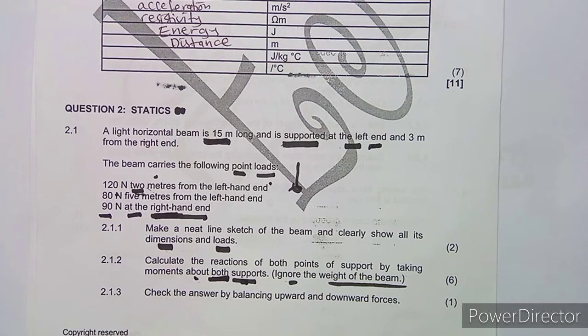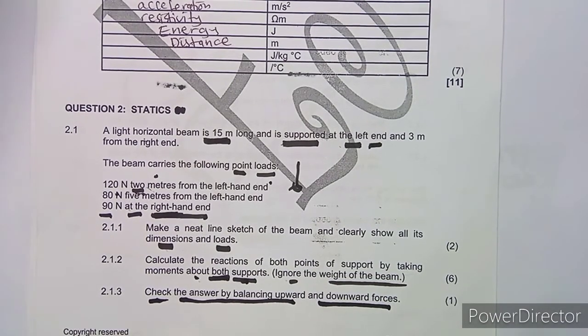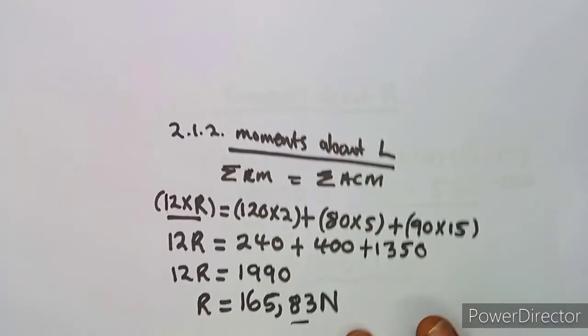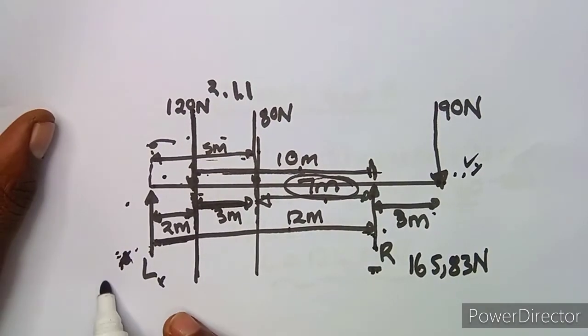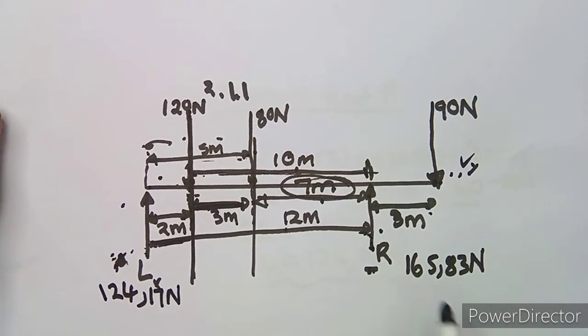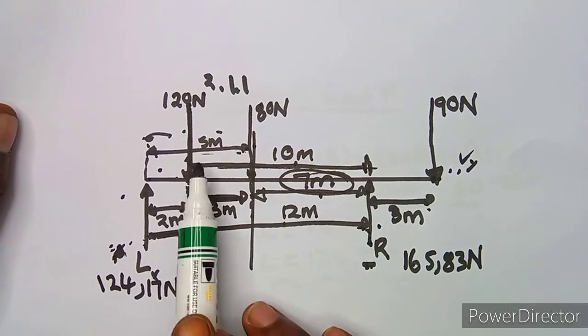We are limited so much because of the question that we're given. Okay, anyways, we are now asked to check the answer by balancing upward and downward forces. So how do you balance upward and downward forces? You come back to this diagram. Remember, we calculated, or we obtained the value of L, which is 124,17 newtons. Okay, so to balance this, or to cross check, you're going to just add the upward forces.